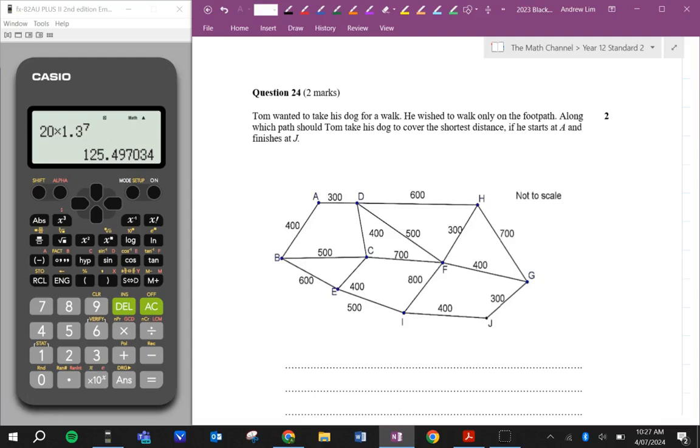Tom wanted to take his dog for a walk. He wished to walk only on the footpath. Along which path should Tom take his dog to cover the shortest distance if he starts at A and finishes at J? So it starts at A, wants to finish at J. What's the shortest way to get there?